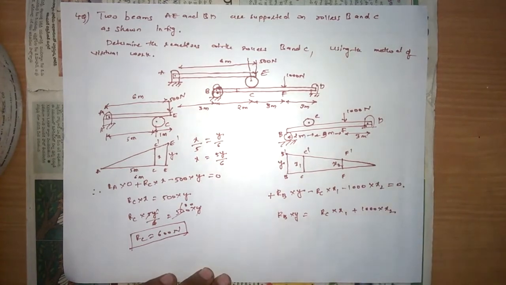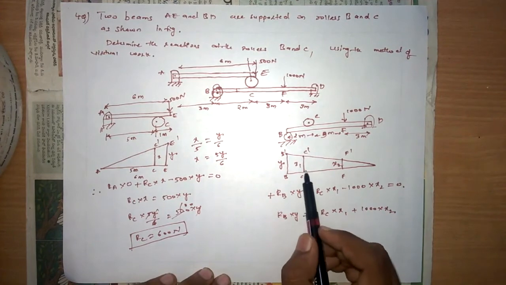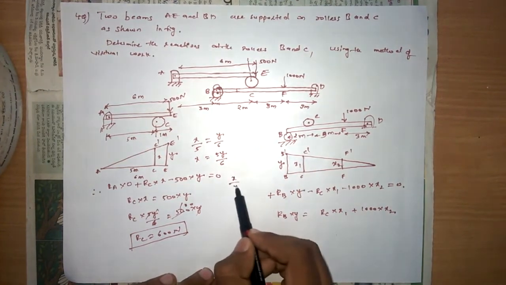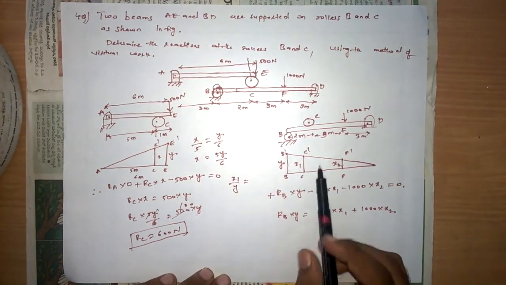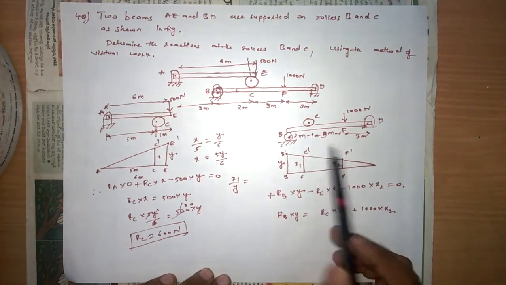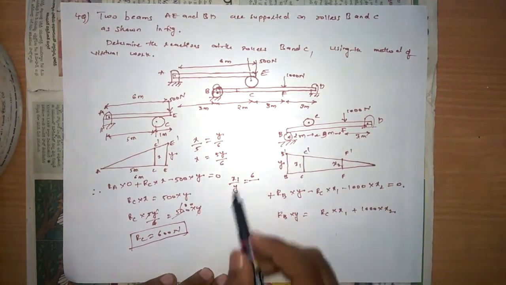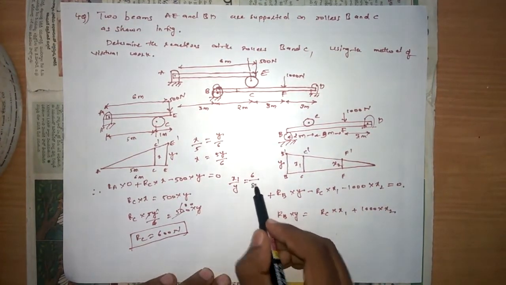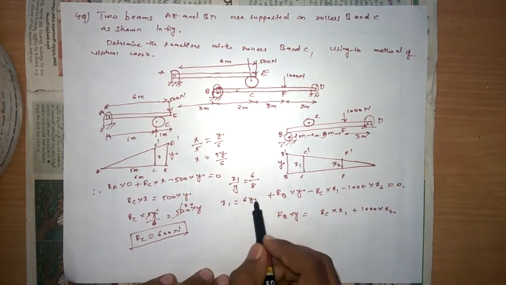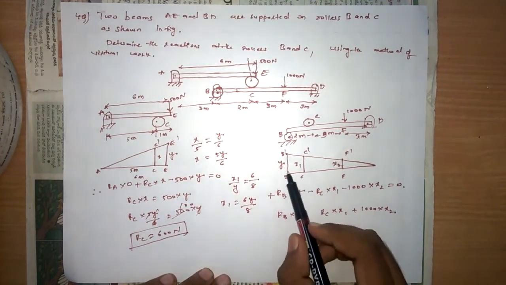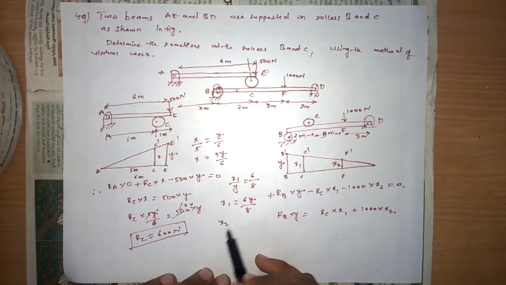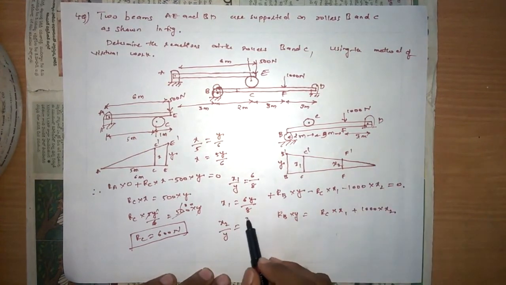From the properties of similar triangles we can state that x1 by Y equals, x1 is at a distance of 3 plus 3, 6, by the total distance 3 plus 3 plus 2, that is 8, so 6 by 8. Now x1 equals 6Y by 8, and here is another one, x2 by Y. x2 is at a distance of 3, Y is at a distance of 8. Now x2 equals 3Y by 8.